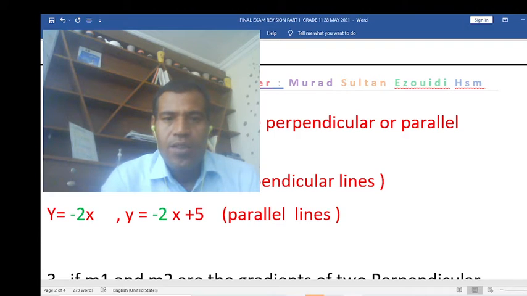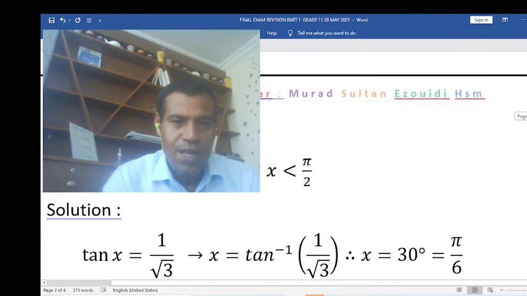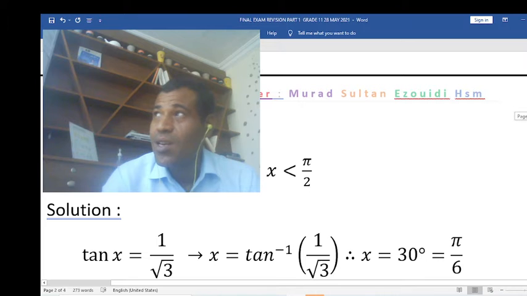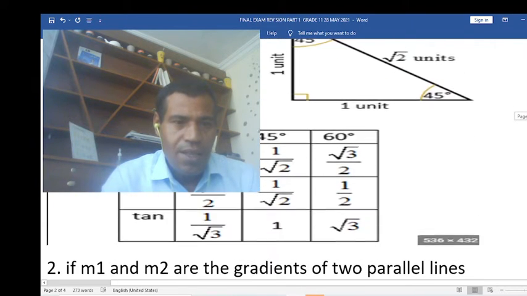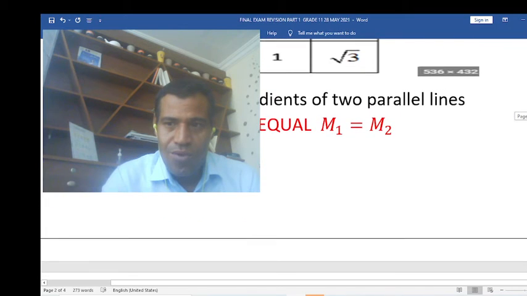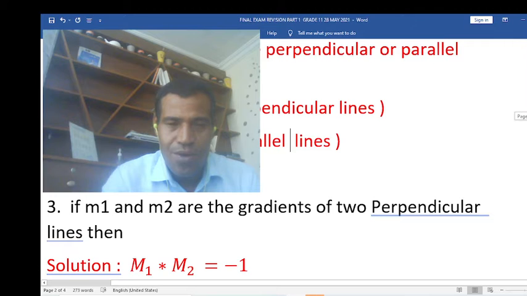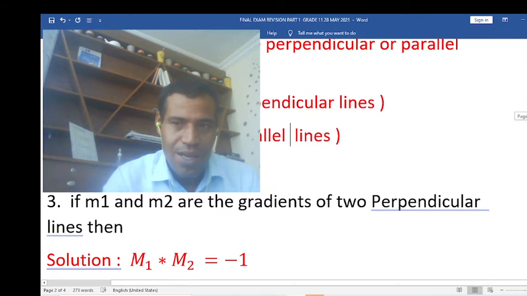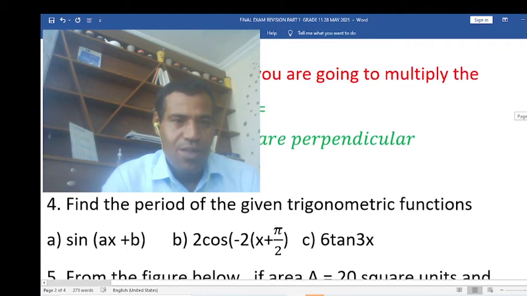Again, we continue. So, at least you got the point. How can you find, let's say, solving a trigonometric function, either sine or cosine or tangent or cotangent? Then also to distinguish between parallel and perpendicular lines, and to work out their own gradients. Now we move to the next question.